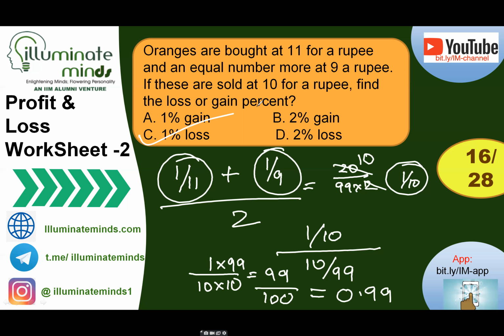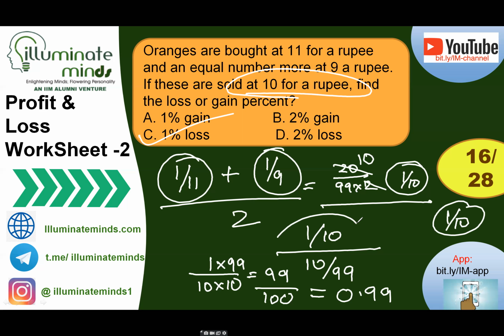Correct. So I calculated the average cost price and my selling price is given as 10 for a rupee. So I did selling price by cost price as I do in every question. And that led me to 0.99, which means 1% loss.